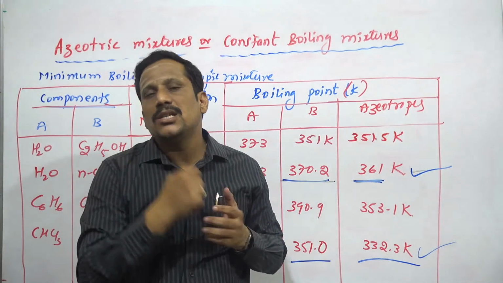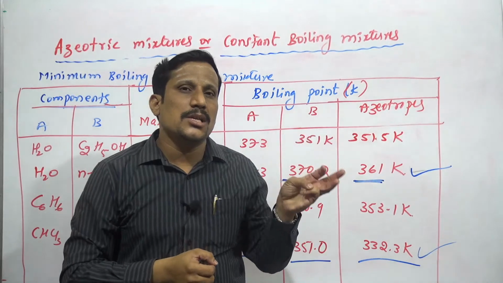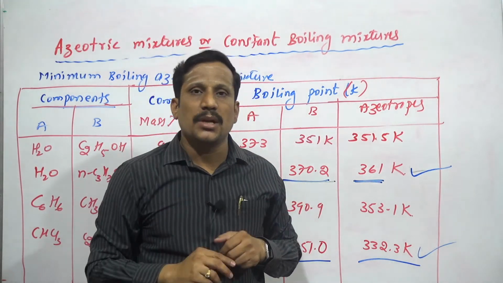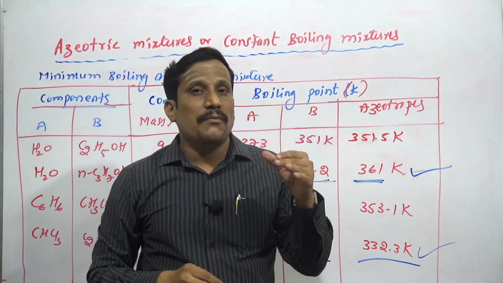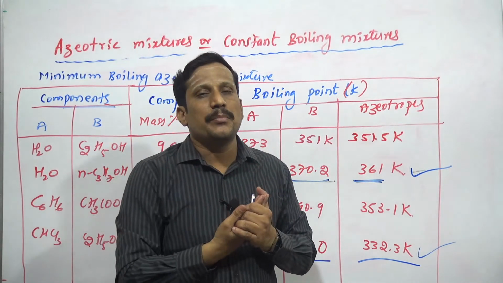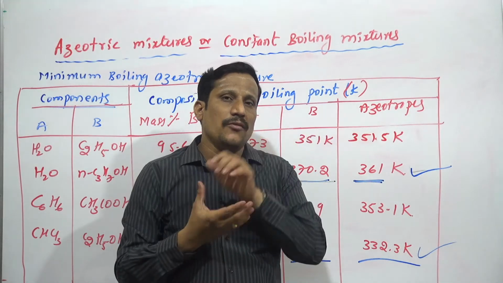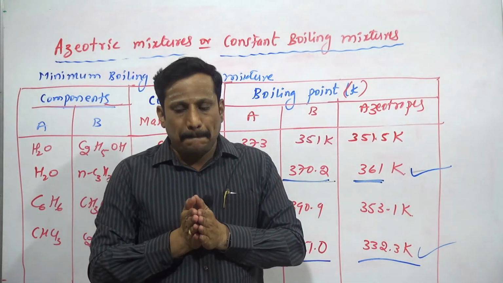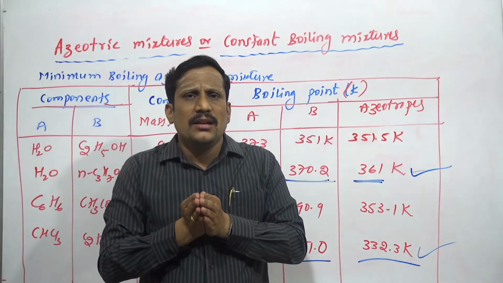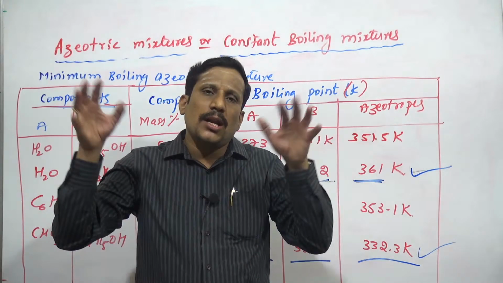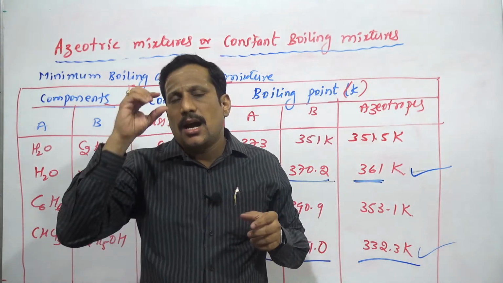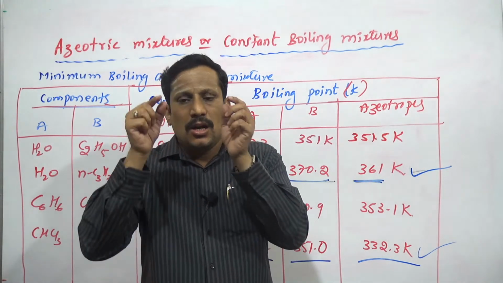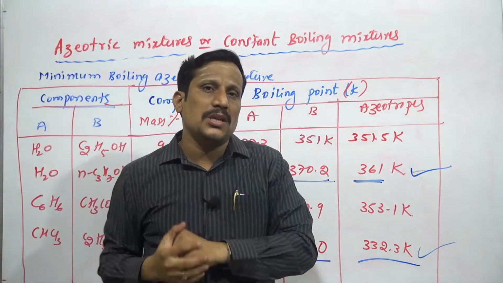Boiling point definition is what? It is a temperature at which vapor pressure of the liquid is equal to the atmospheric pressure. Vapor pressure of the liquid is equal to the atmospheric pressure. That is the definition of boiling point. So, the one liquid which is boiling at lower temperature means what? At that particular temperature, sufficient vapors are available to become equal to the atmospheric pressure.